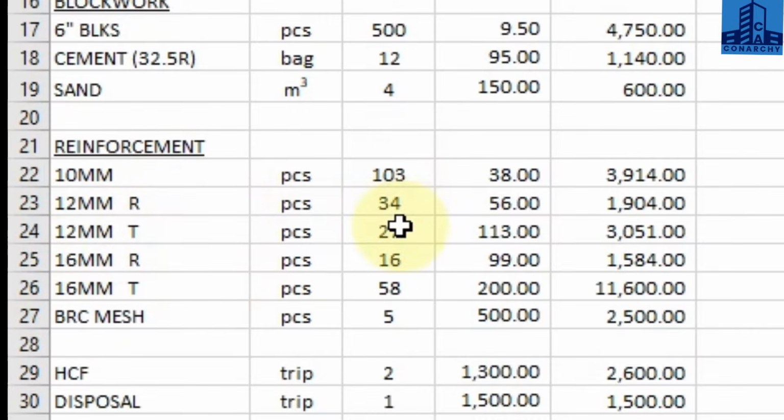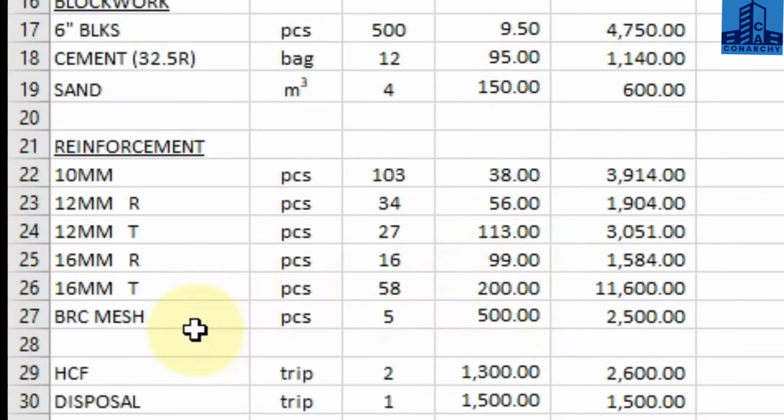These are the number of pieces we'll be using, and this is the rate per a long iron rod. So for a 10 mm rod, the price is 38 cedis. At the moment, we are in September 2025. The price might either increase or decrease as time goes on. 12 mm R is 56 cedis. The 12 mm T, the high tensile, is 113 cedis. The 16 mm R is 99 cedis. 16 mm high tensile is 200 cedis.